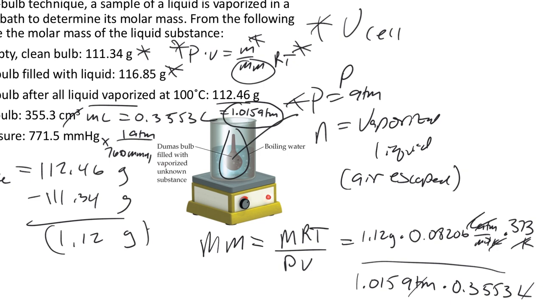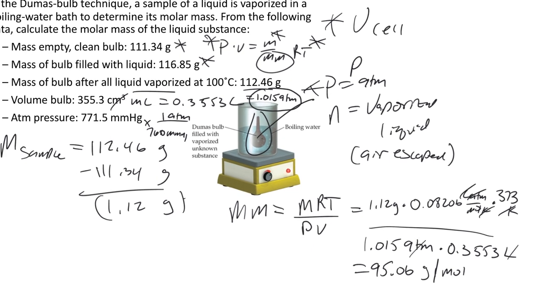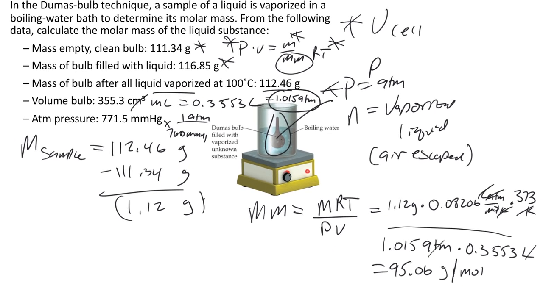So I get 95.06 grams per mole. So we can use the ideal gas law in a problem like this, or a technique like this, to determine molar masses of a sample. There are not a lot of easy ways to determine molar mass, but this is an experimental technique that you can use to determine the molar mass of a sample.